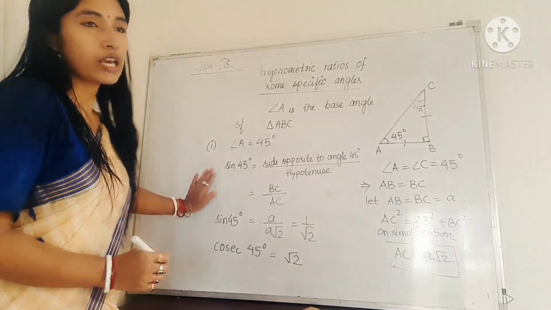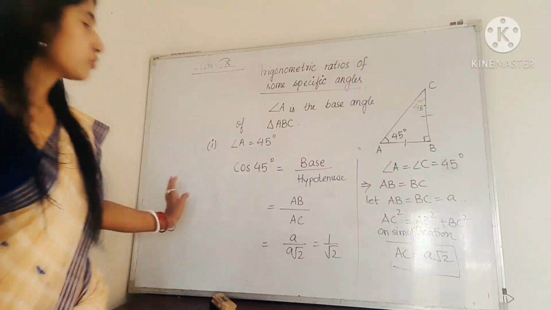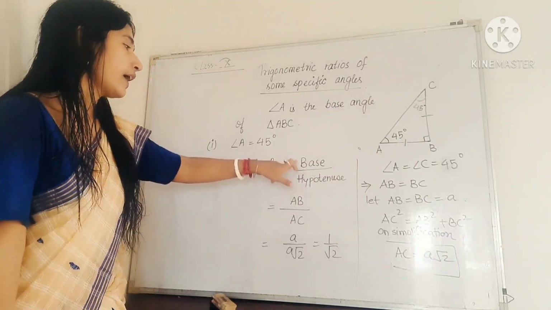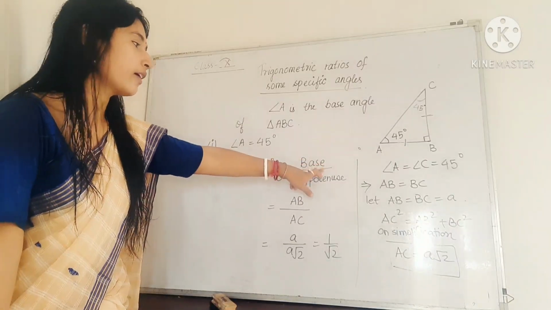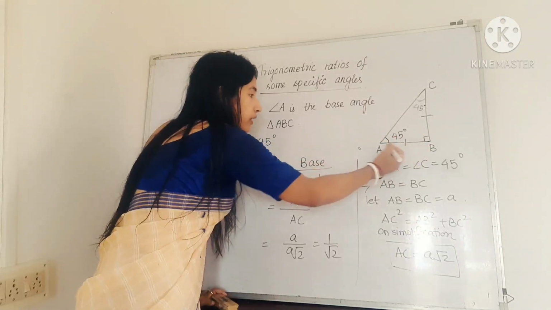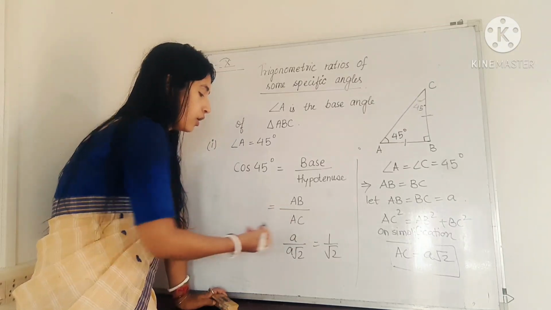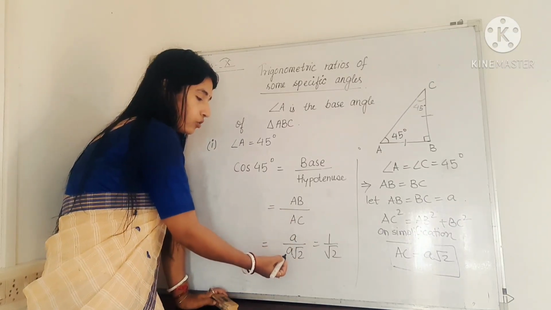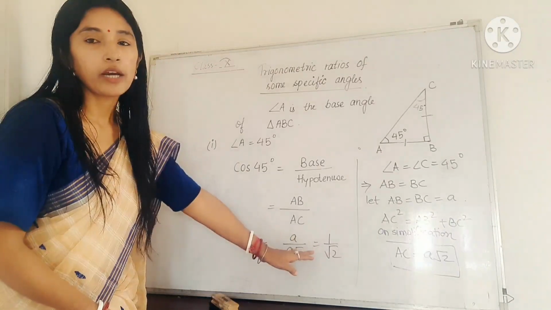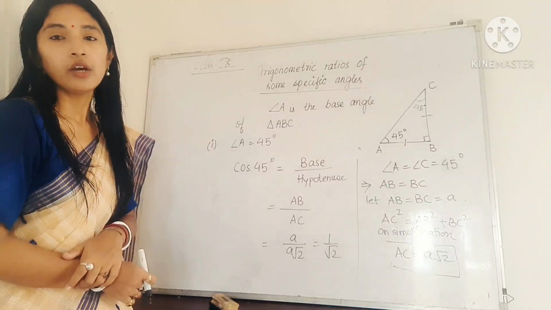So in this way we can also find the value of cos 45 degree. So students, you can see here cos 45 degree will be equal to the side adjacent to angle 45 degree. So the side adjacent to angle 45 degree is AB, that is our base, divided by the hypotenuse, which is AC. So again we can write A by A root 2. After cancelling A from numerator and denominator we will get 1 by root 2. So that means the value of cos 45 degree is also 1 by root 2.